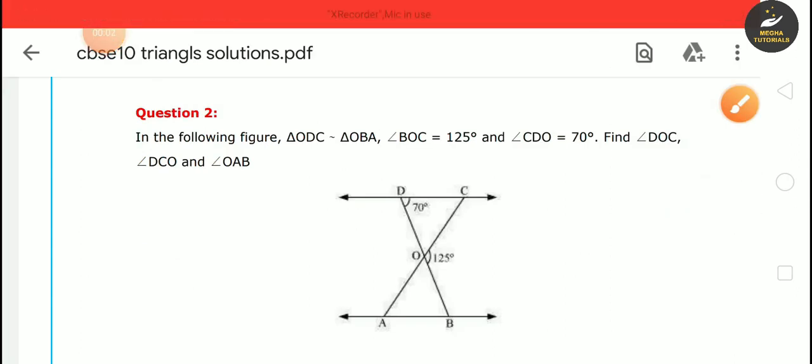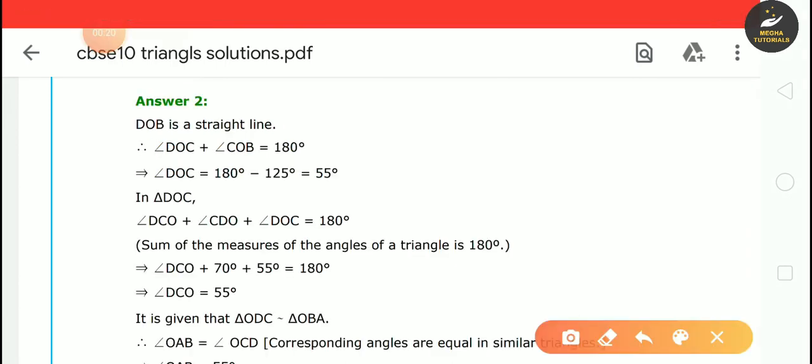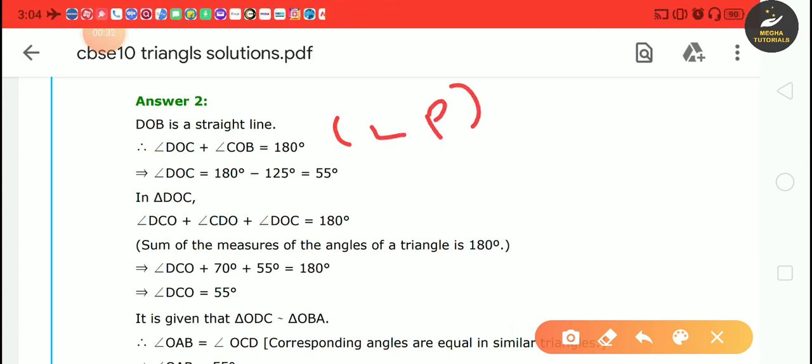Question 2. In the following figure, triangle ODC is similar with triangle OBA. Angle BOC is 125 degree, angle CDO is 70 degree. Then we have to find angle DOC, angle DCO and angle OAB. So come to the solution. Angle DOB is a straight line. Therefore angle DOC plus angle COB is equal to 180 degree. Here it will be linear pair. You have to write the full form. Then angle DOC is equal to 180 degree minus 125 degree, which is equal to 55 degree.